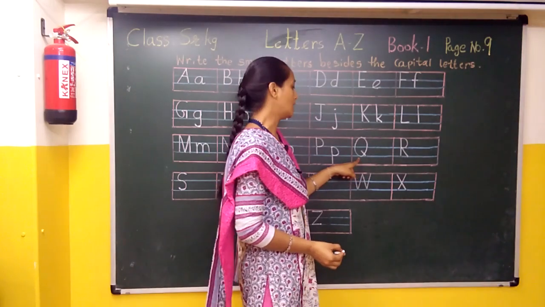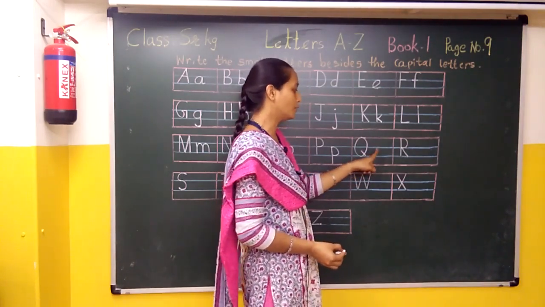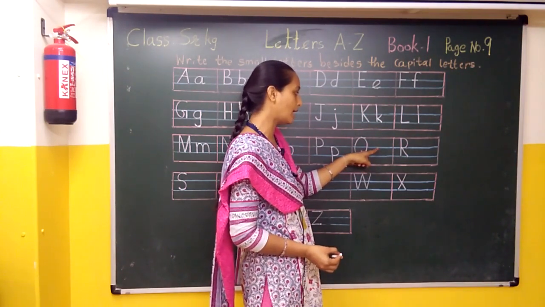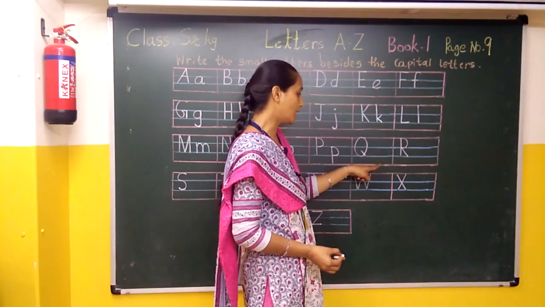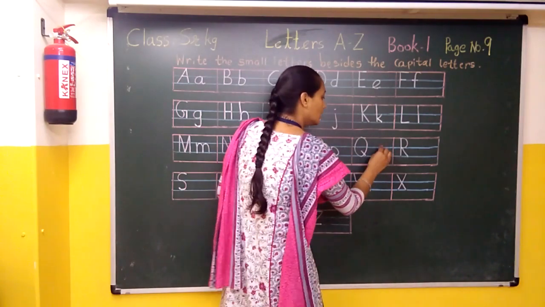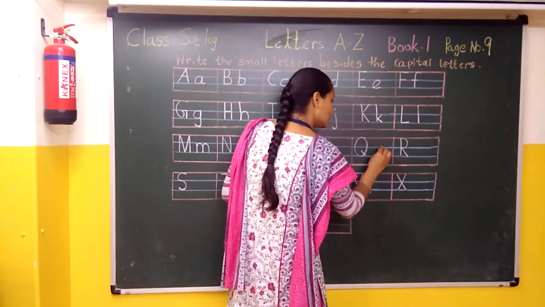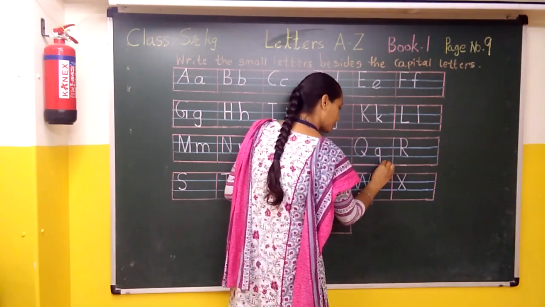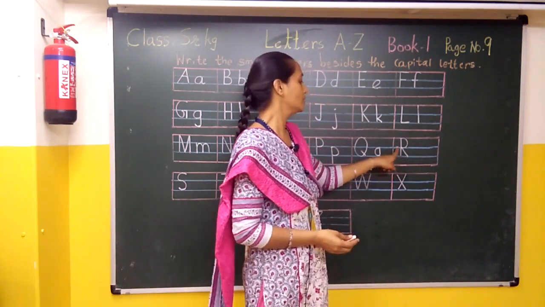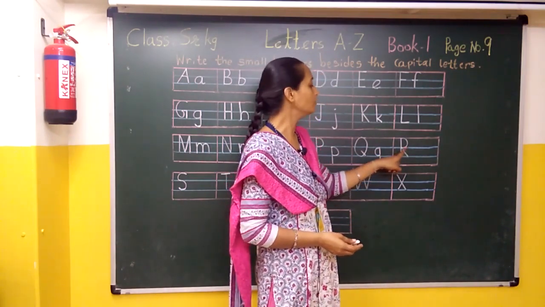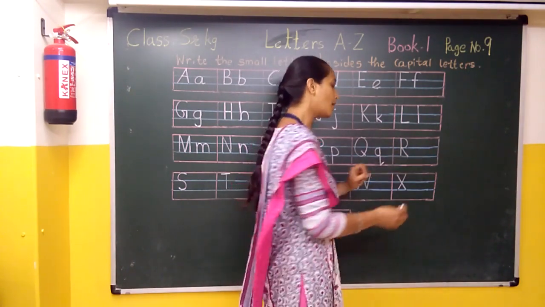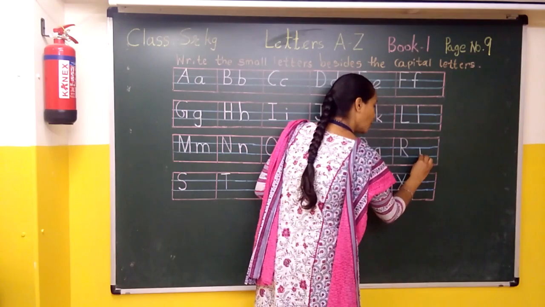Now the next is capital Q. Now we have to write small q. We have to start from the second line, that is blue, and then touch the fourth line, that is red. So we will write like this, small q. This is capital R. We have to write small r between these two blue lines. Small r.